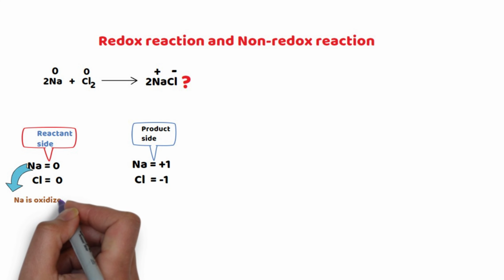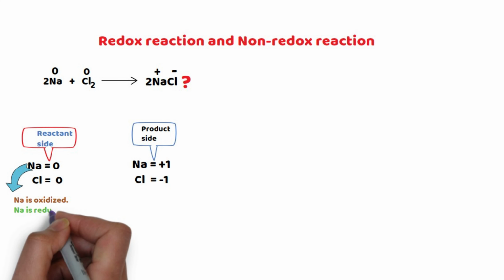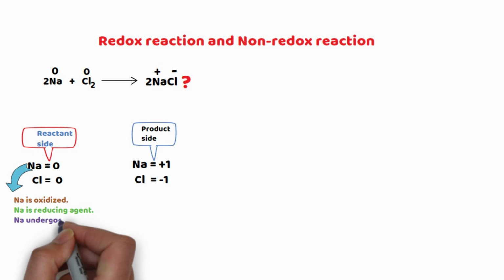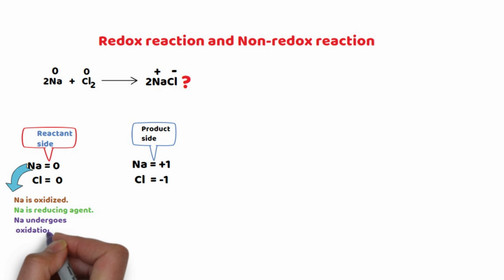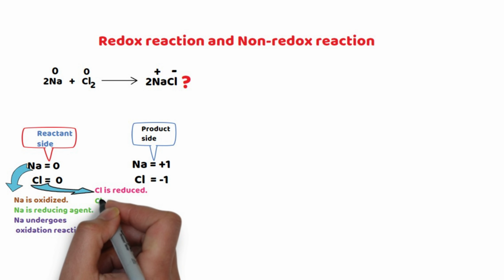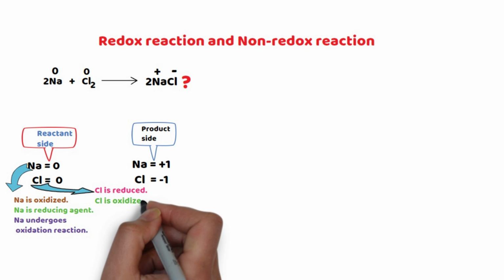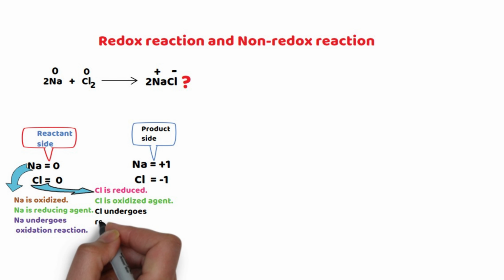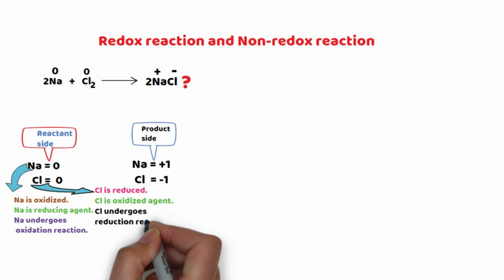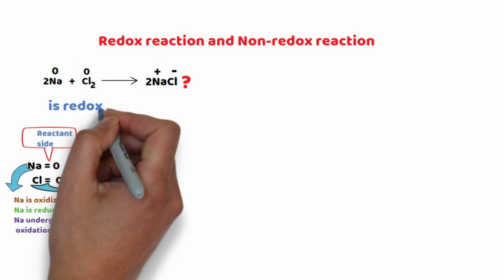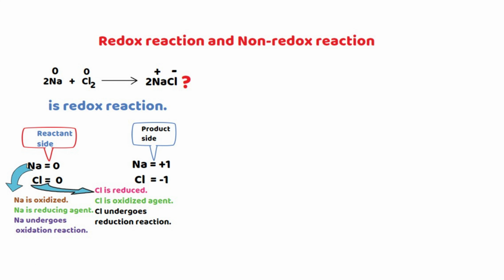Therefore, sodium is oxidized because its oxidation number changed from 0 to +1. That means sodium is a reducing agent, and sodium undergoes an oxidation reaction. But chlorine is reduced because it gained one electron and its oxidation number changed from 0 to -1. Therefore, chlorine is an oxidizing agent and chlorine undergoes a reduction reaction. Therefore, this chemical reaction is a redox reaction.